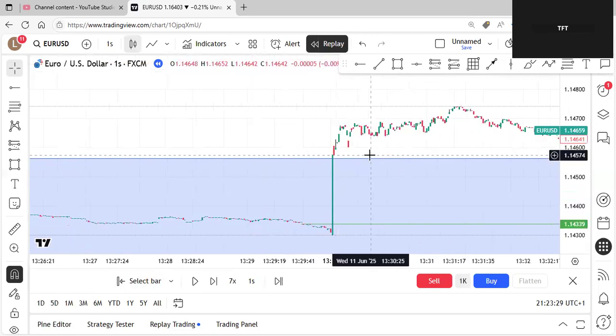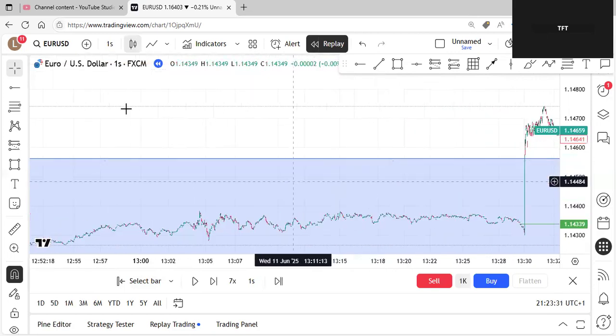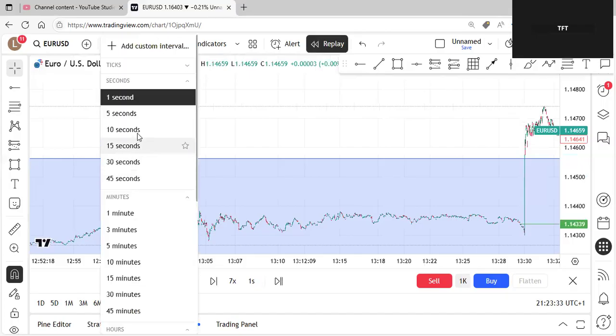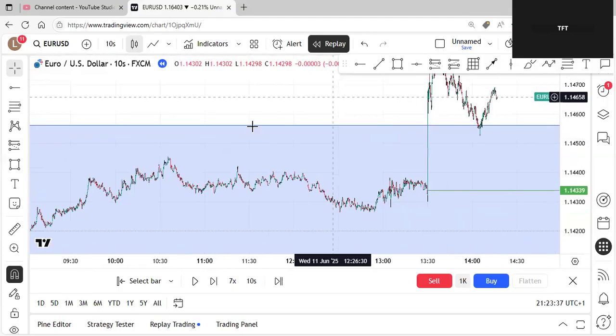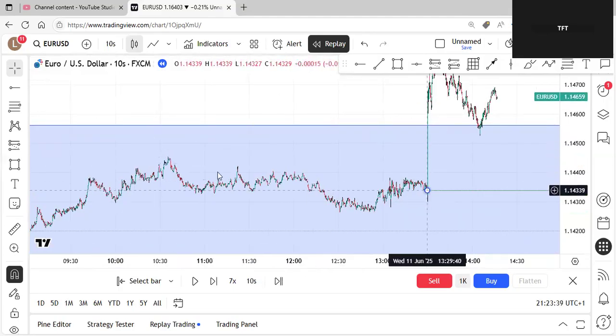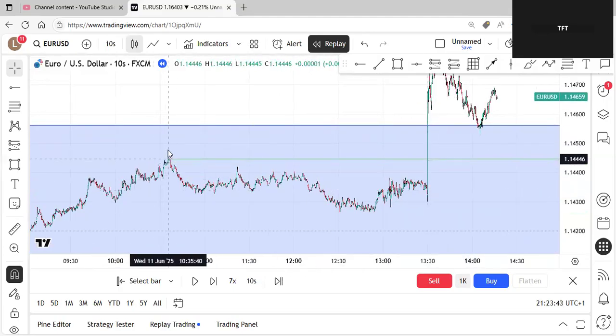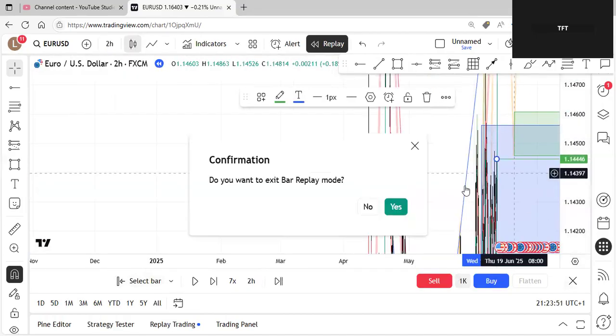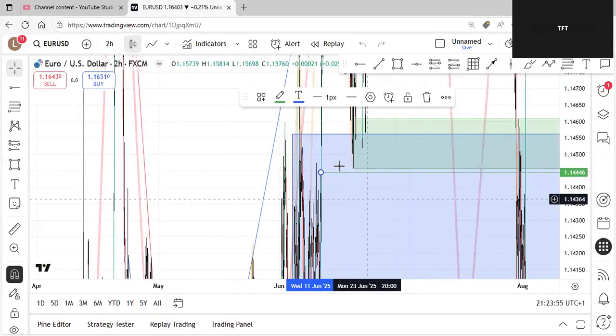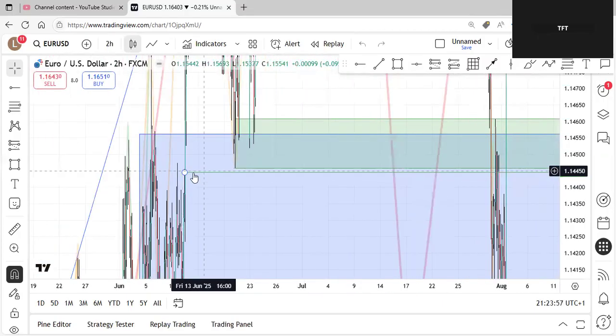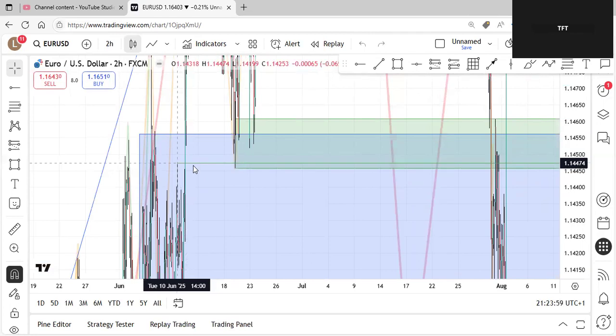Let's just see there. This is why we need the split seconds, so we can actually see what's going on. It taps into that high. Maybe just about. Oh, that's it.